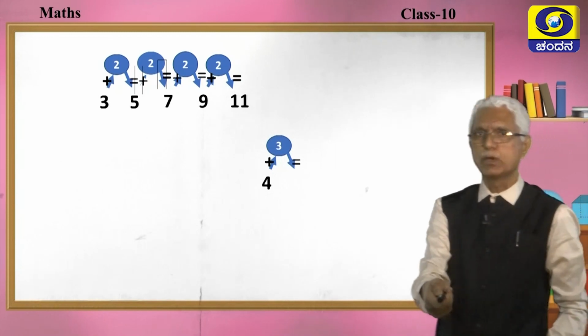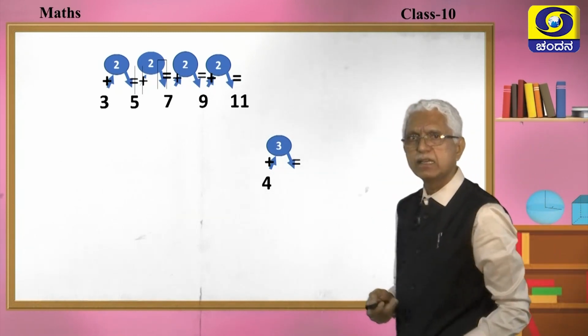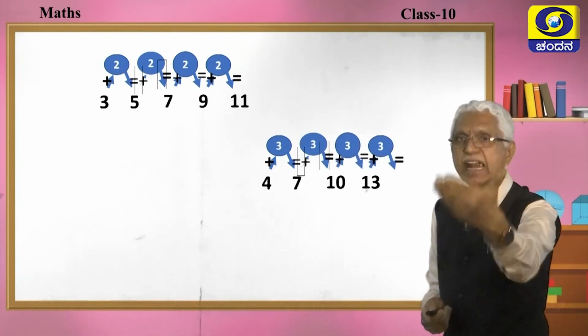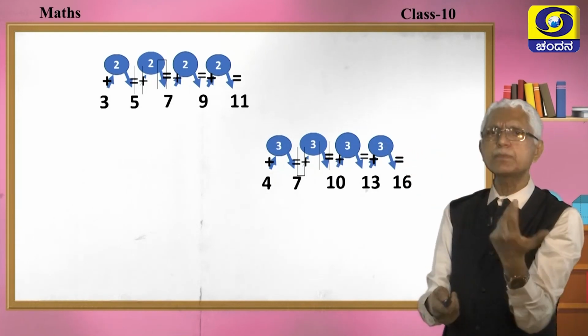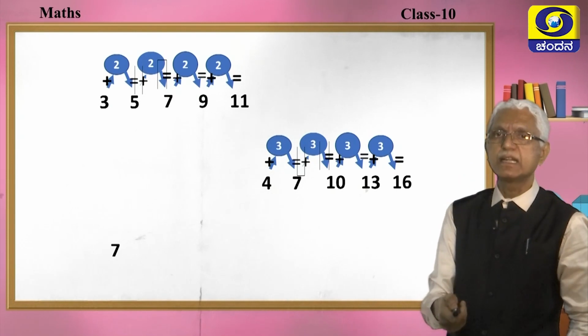Maybe we will think of one more example. This time another child starts with 4. He is adding 3. You write down what is happening, let us see. So, you get 7. You went on adding 3 and 3. You got another arithmetic progression. Please make sure there is a common difference.